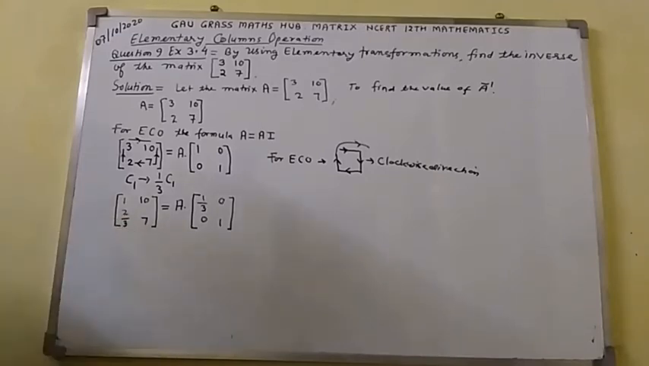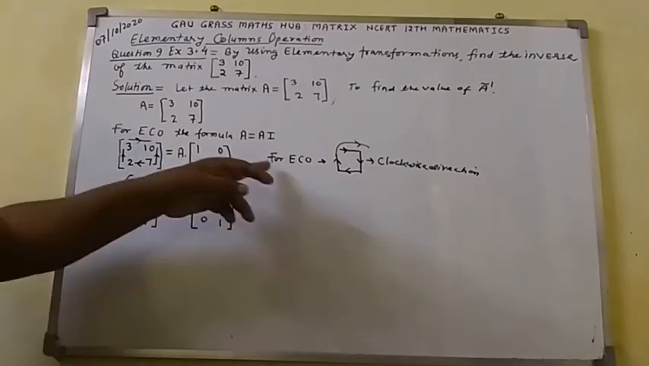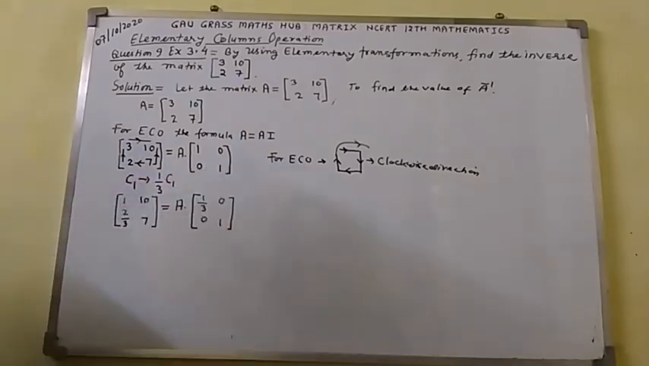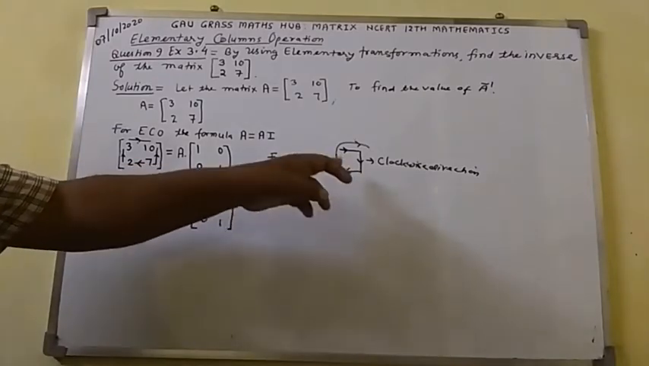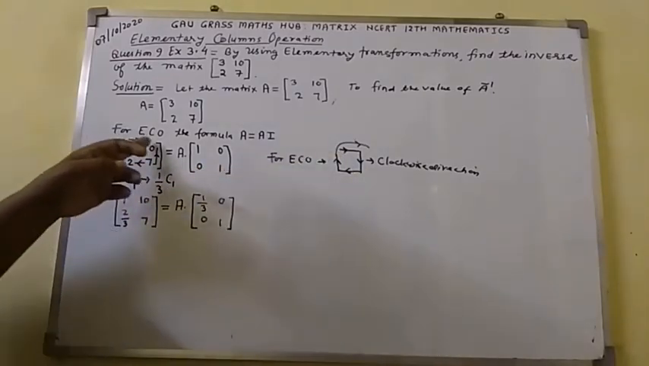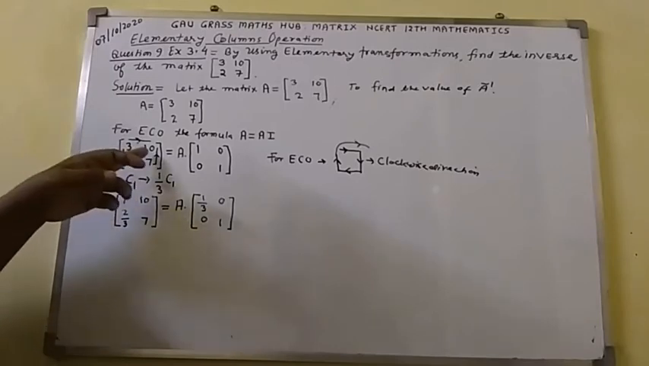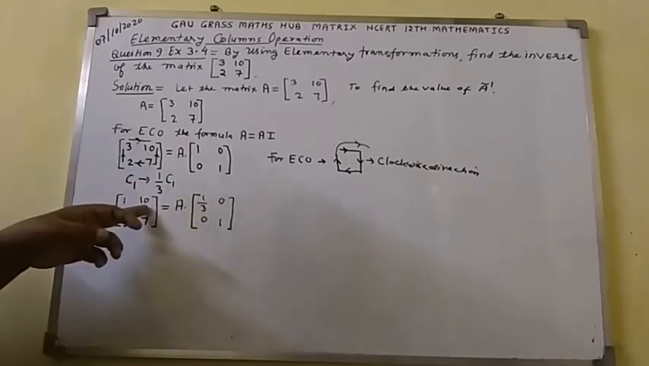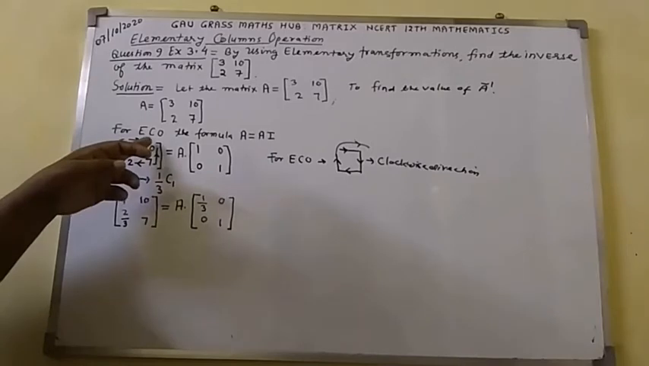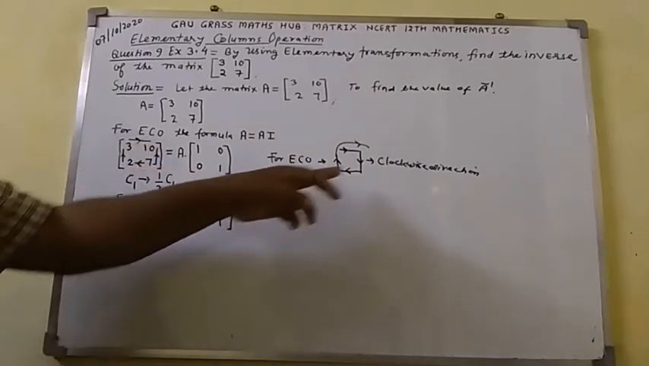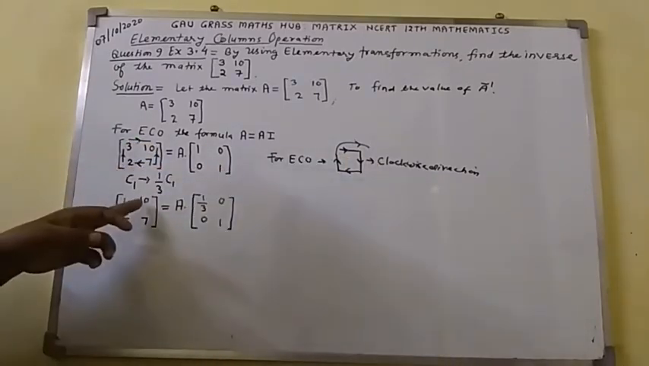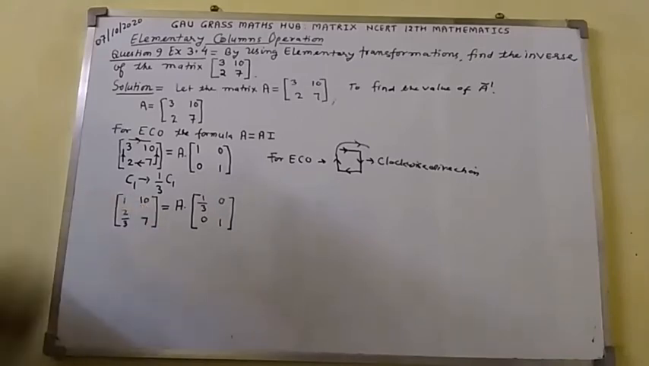Now, for elementary column operations, all operations will be carried out in clockwise direction like this. So from this place, in place of 3 I have written 1, and 10 will be converted into 0, because all operations will be carried out in clockwise direction. So this 10 will become 0.